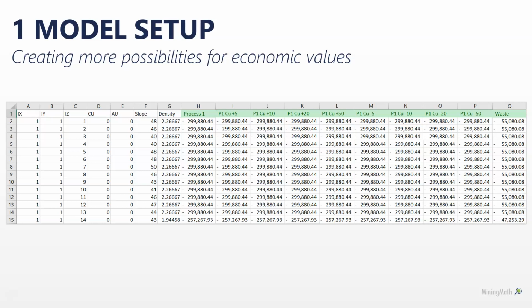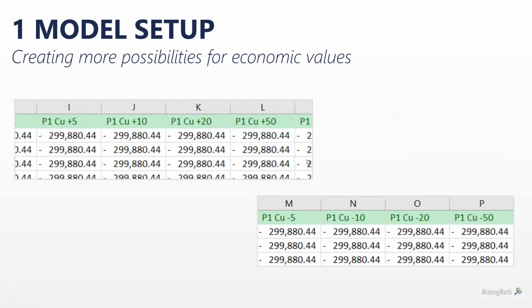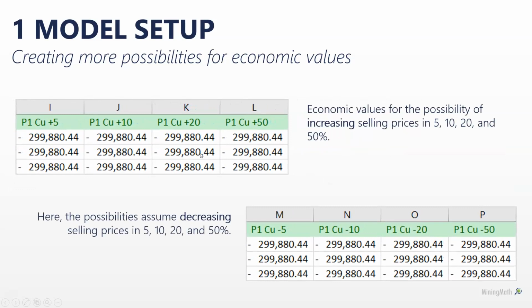The first step is the model setup. So here I have created multiple columns for the economic values within my block model. Let's assume here I have my default selling price for copper, and here I'm assuming some price changes. Here I'm assuming copper selling prices are increasing by 5, 10, 20, and 15%. And here I'm assuming the opposite. They are decreasing by 5, 10, 20, and 50%.